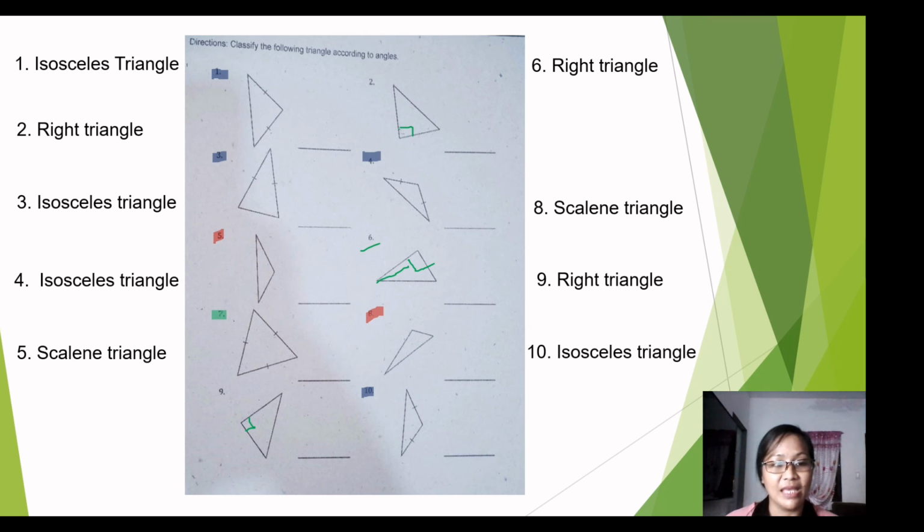Number 7, if you notice, all the sides are congruent. Why? Because one line and one line, that means all the sides are congruent. Therefore, number 7 is an equilateral triangle.